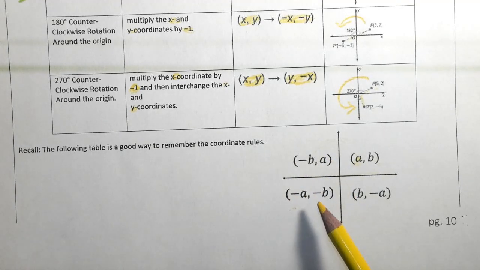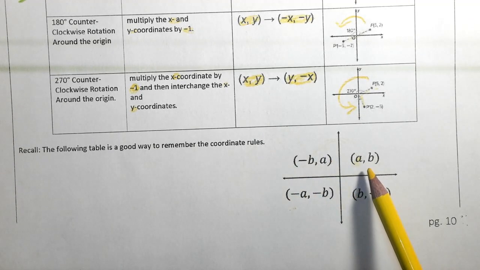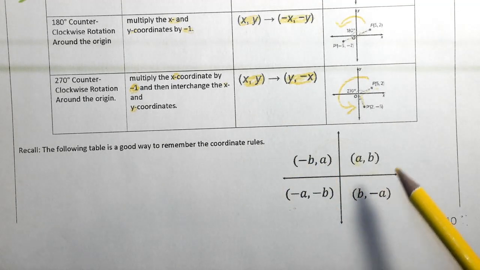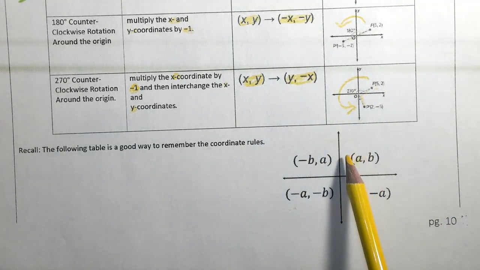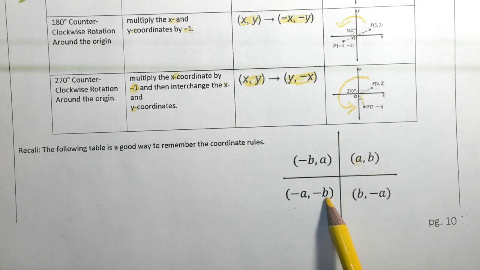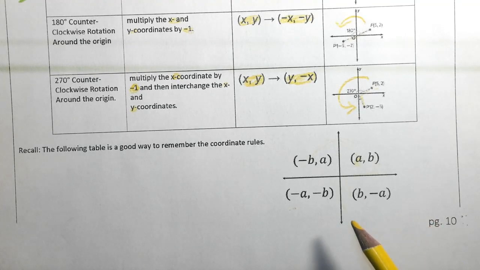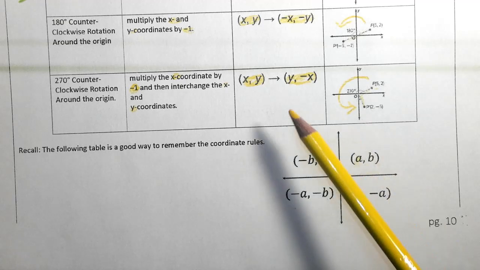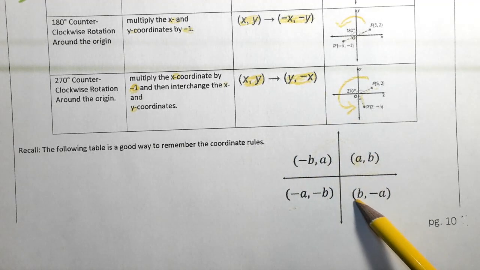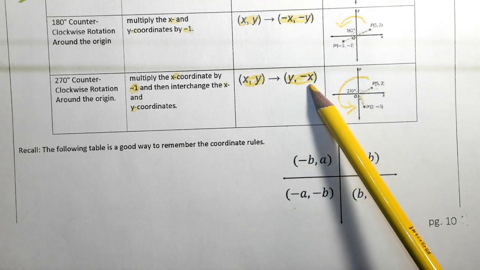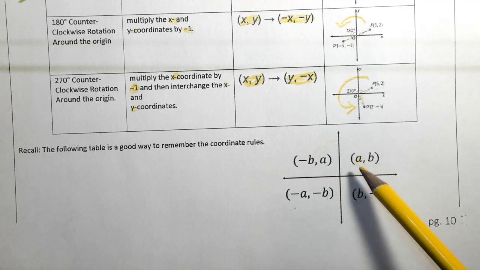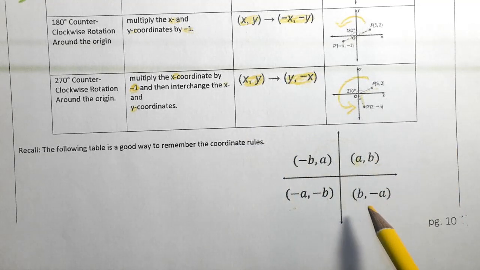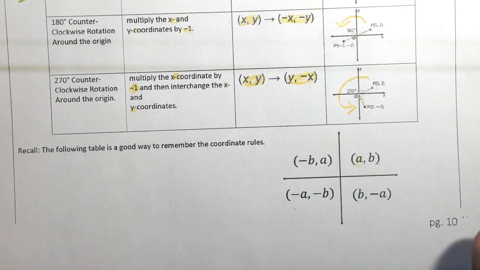Now, going 180 degrees, you take AB or XY and multiply them both by -1, like it says here. So AB becomes -A, -B. And then likewise down here, when you're 270 degrees from where you started, the B goes up front, and the A goes in the back, and it's negative. So AB or XY becomes B, -A or Y, -X. Hope that makes sense. All right, let's flip the page here.